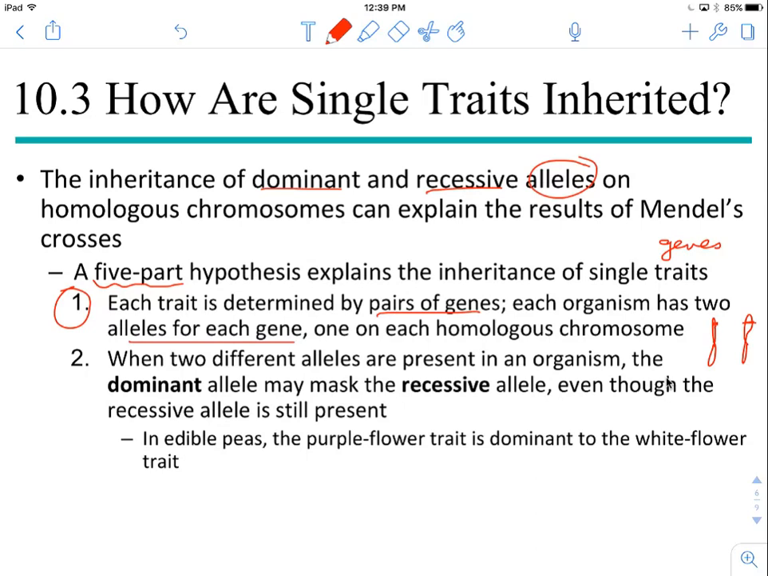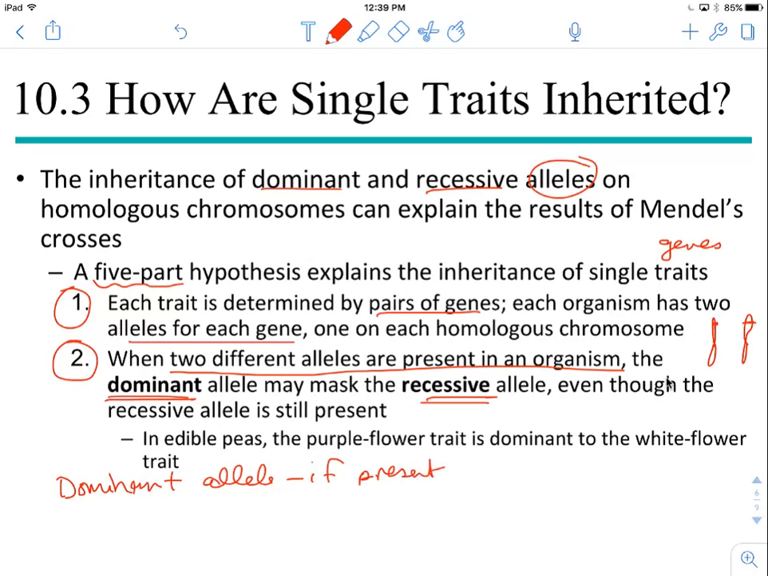All right. Number 2, when there are 2 different alleles present in an organism, if there's a dominant allele, it can mask the recessive allele. And this feels like a good time for me to define dominant versus recessive. Okay, so a dominant allele, if present, will be expressed.